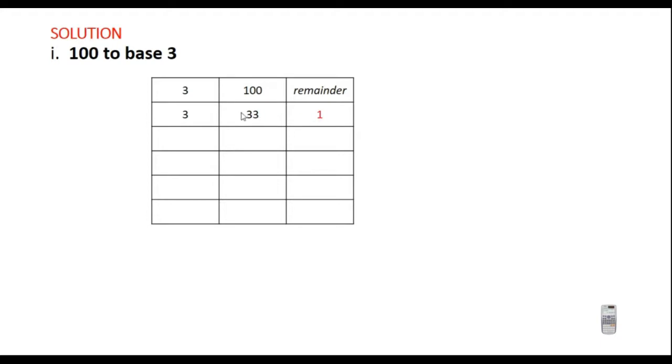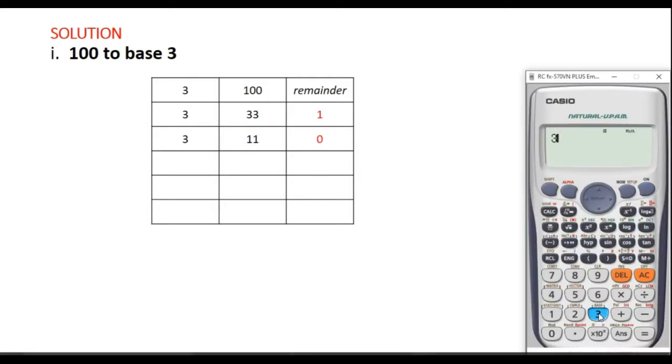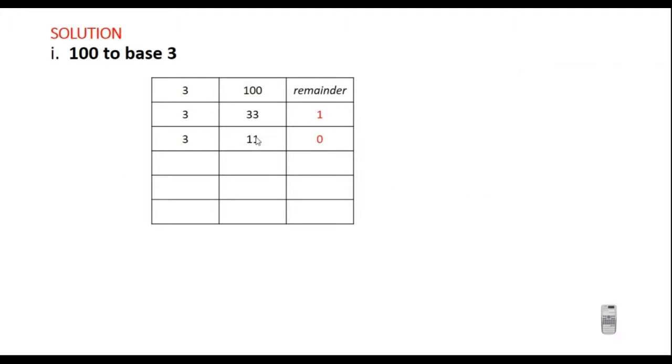I hope that is clear. So you write the whole number here, then you write the remainder here. Then the base you are converting to is also here. So we do the same thing again. We divide 33 by 3. If you divide 33 by 3, you are going to have 11. This time there is no decimal point, which means that the remainder will be 0. So if you divide 33 by 3, you are getting 11. Then the remainder is 0.